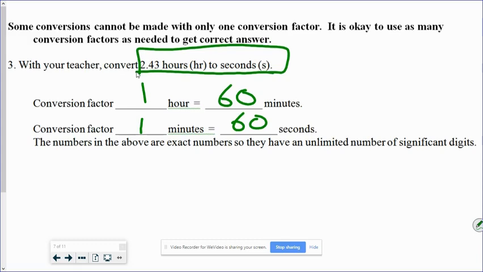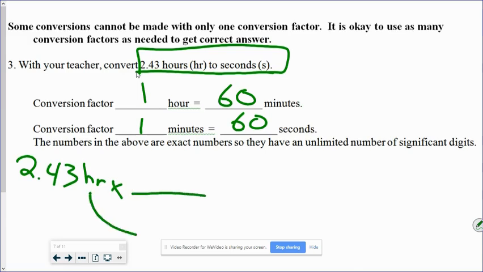So I start with what they're given. Actually, why don't you pause the video, see if you can do this one on your own. Start the video up if you get stuck or if you finish it. So I start with what we're given, 2.43 hours. Second step, multiplication sign. Third step, division bar.